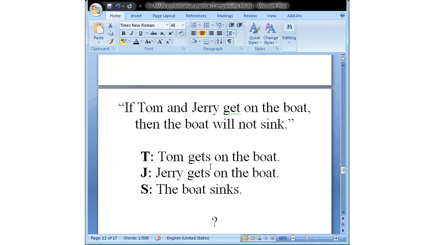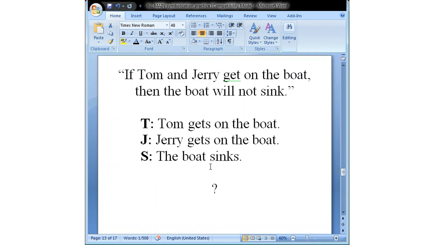All right, so let's have a little more fun, and then we're going to keep going. You can see here we're nearing the end of this particular file, but it's going to get a little harder. If Tom and Jerry get on the boat, then the boat will not sink. You can do this fairly easily. Do it. Try it. I'm going to have some fun and do it myself. Then the boat will not sink. Have fun, do it on your own, and then look at what I did.